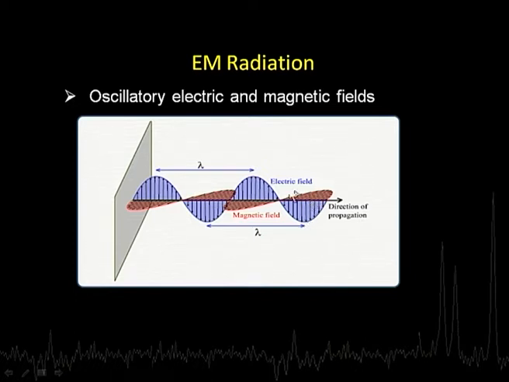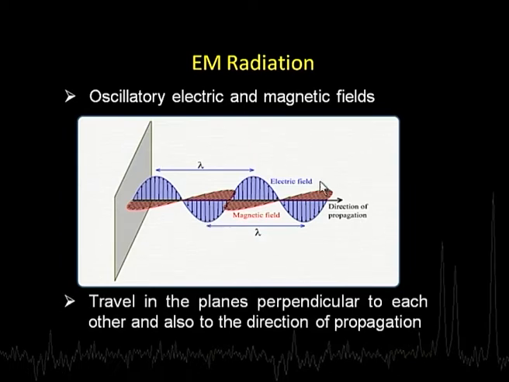So, what we have is oscillatory electrical and magnetic fields which are oscillating perpendicular to each other and also perpendicular to the direction of propagation. So, there are three things there. We look at this here, this is my direction of propagation of radiation, this is my electrical field, which oscillates like this, and this is my magnetic field which oscillates like this. So, the three are mutually perpendicular to each other: direction of propagation, electrical field, magnetic field. So, that is my EM radiation.